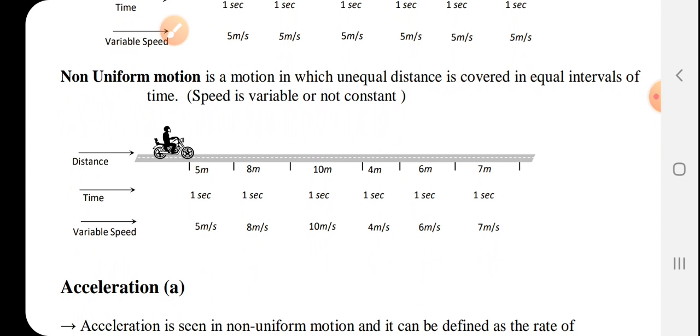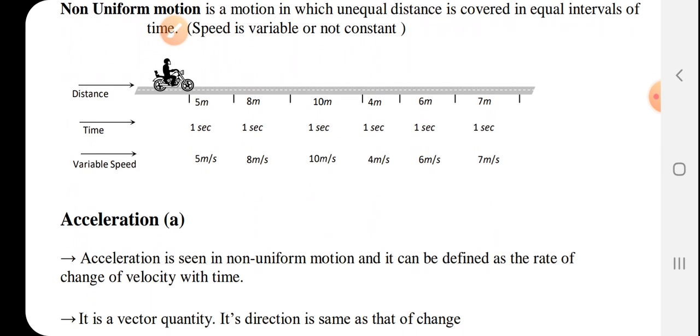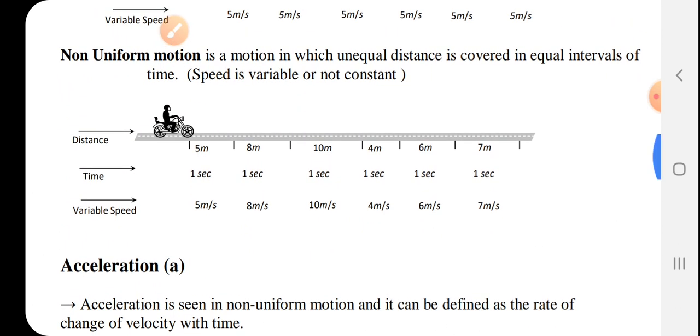That is, for the first interval, 5 meters in 1 second, so the speed is 5 meters per second, and for the second interval the speed is 8 meters per second, and in the next one it is 10 meters per second. Students, in non-uniform motion the speed of the particle is variable. And another thing, for non-uniform motion we have to calculate an acceleration.